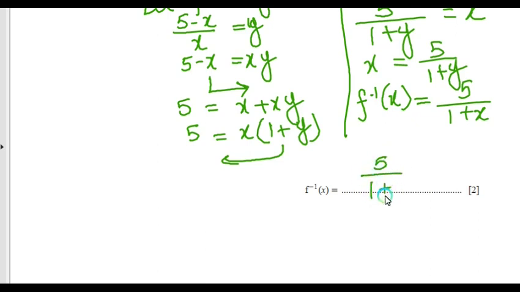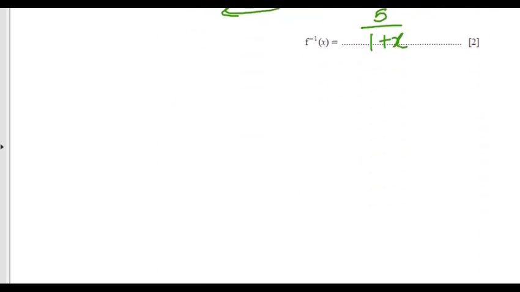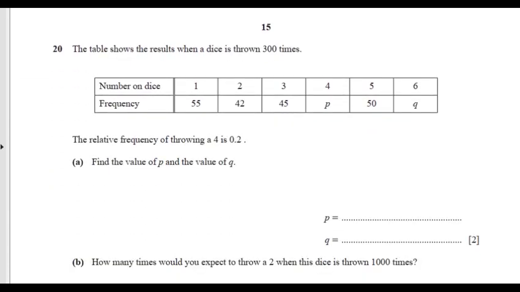Now shift this 1 plus y to the other side. So it becomes 5 over 1 plus y is equal to x, or x is equal to 5 over 1 plus y. The last step is to replace this x by the inverse function of x and replace each y with x, right? So 5 over 1 plus x will be the inverse of f, or f inverse function. So we have 5 over 1 plus x.